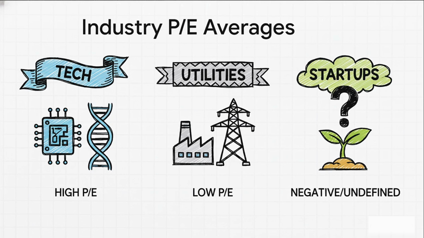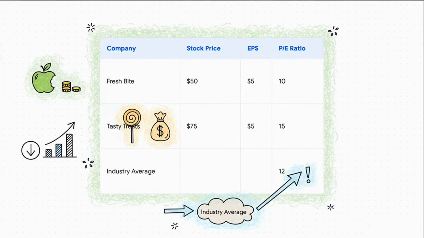A hot tech company might have a PE of 50, or even higher, because everyone's betting on huge growth. But a steady, stable utility company will have a much lower one. The golden rule is you always have to compare companies within the same industry. Okay, check out this example.